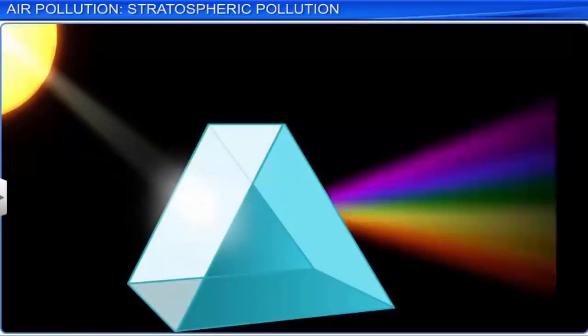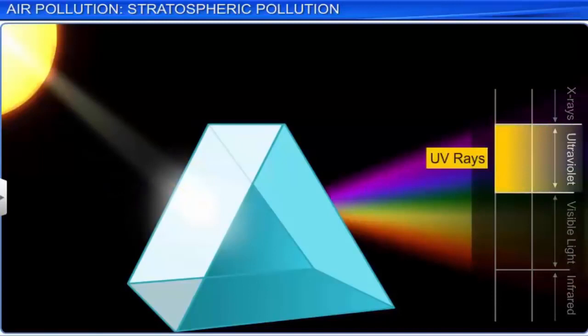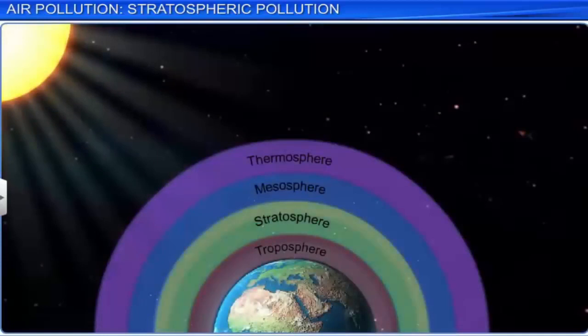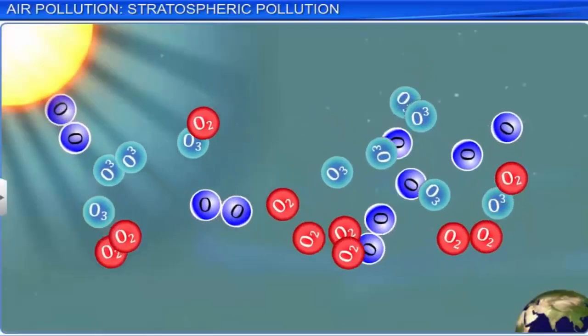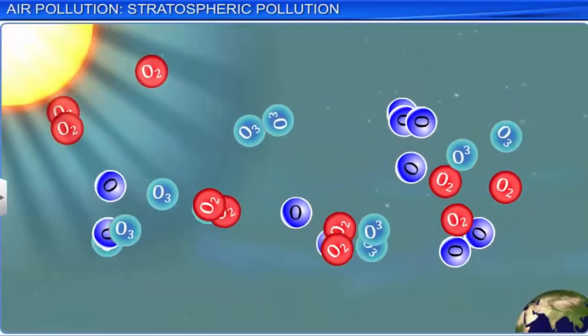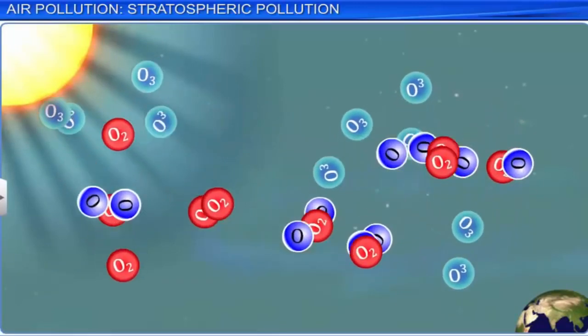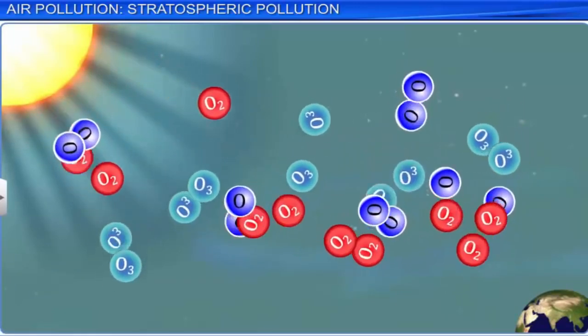Sun rays contain ultraviolet or UV radiations. The second layer of atmosphere, or the next layer of troposphere, is called the stratosphere. In the upper zone of stratosphere, the protective layer of atmosphere called ozone layer is present. Ozone is produced when the ultraviolet radiations collide with the dioxygen molecules present in this layer.